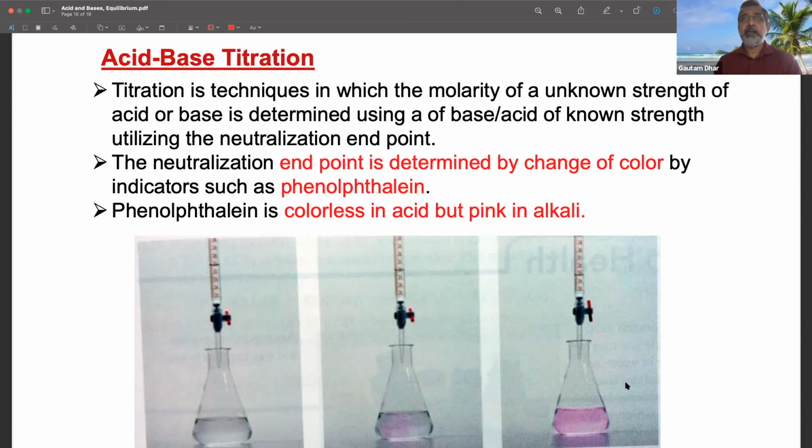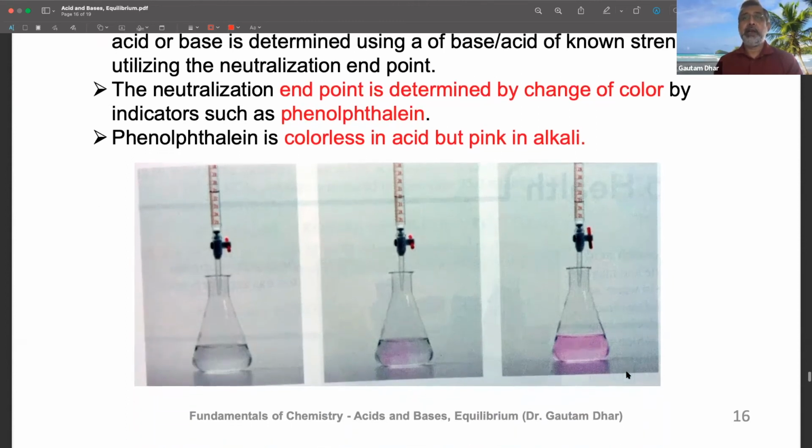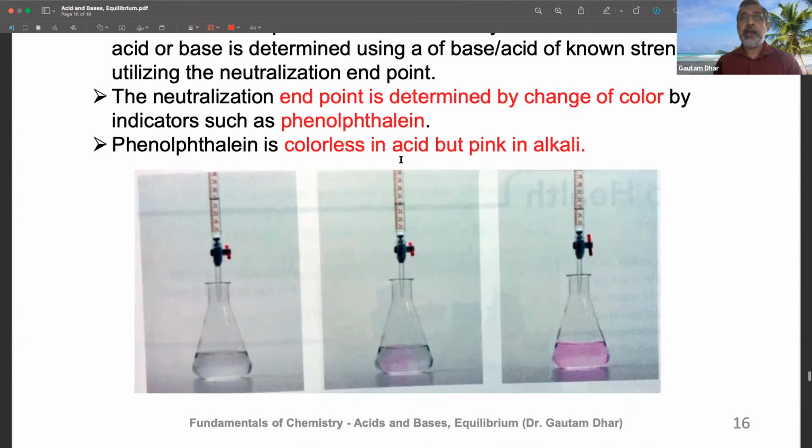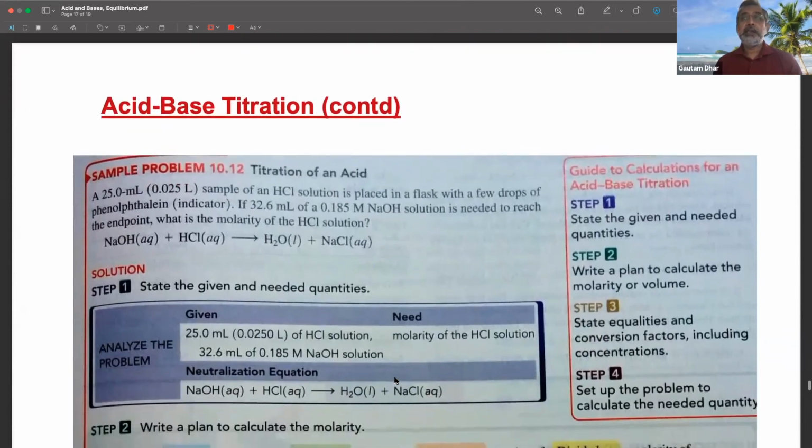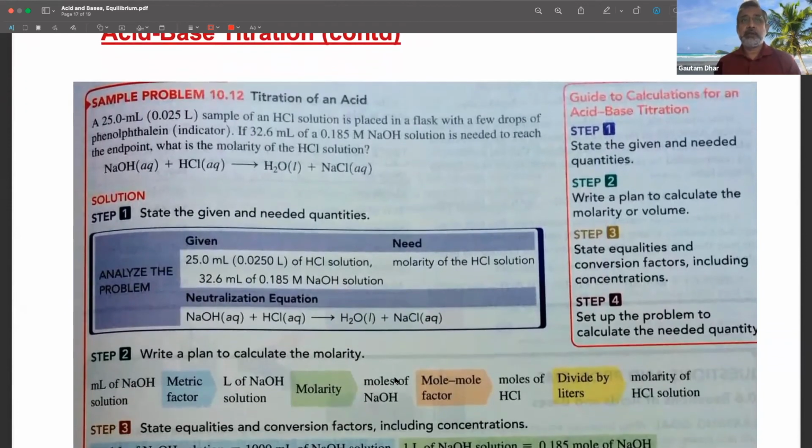So this technique is called titration. When you are adding, you can read from the burette how much volume of base you have added. You know how much volume of acid you have taken. If you know the strength of the base, you can figure out the strength of the acid using stoichiometric calculations. So here is a simple stoichiometric calculation. Stoichiometric calculation is always mole to mole, remember.